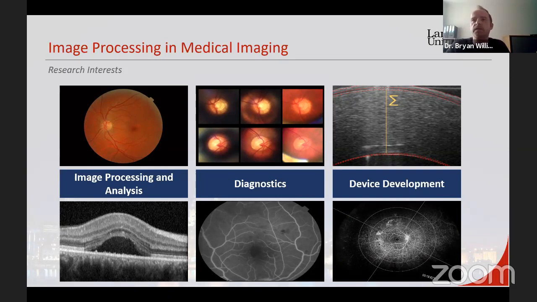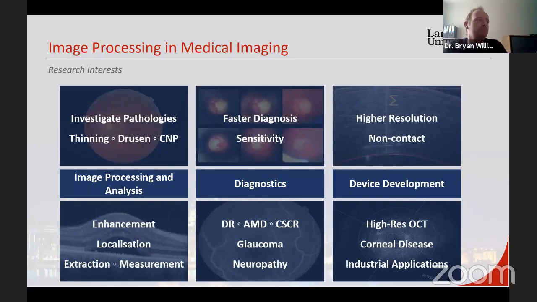So a lot of our work is tending towards trying to find out how we can diagnose a disease automatically or semi-automatically. And then, as a final topic, is device development. So this is combining technology and software to try to get more sensitive diagnostics or more sensitive analysis of tissue.